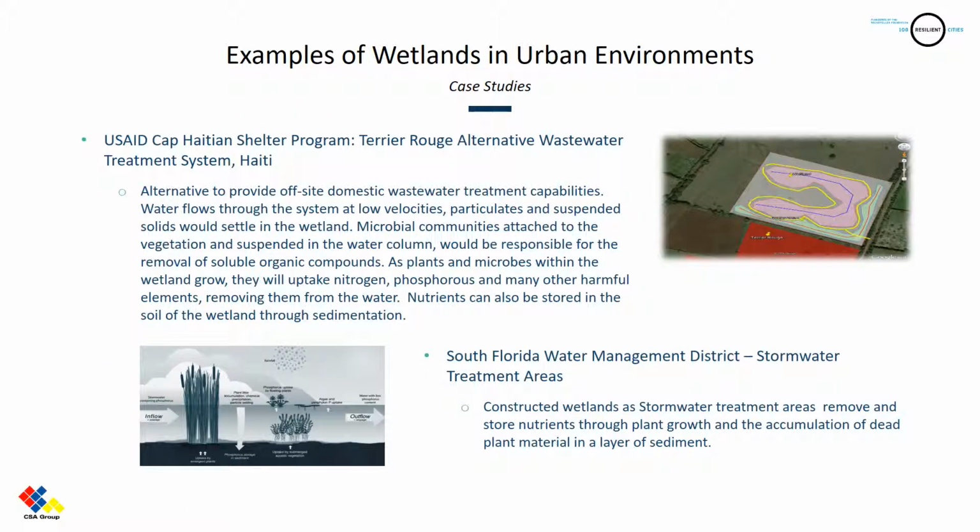Another project is the alternative wastewater treatment system in the island of Haiti. The concept was developed to provide domestic wastewater treatment capabilities, where the water would flow through the wetland, and then particulates and suspended solids would settle in the wetland, having the microbial community attached to the vegetation and suspended in the water column responsible for the removal of soluble organic compounds. Eventually, the nutrients can also be stored in the soil of the wetland through sedimentation.